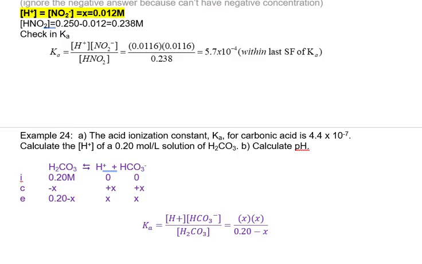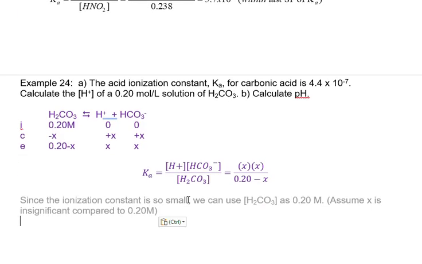So when we plug that in, because it is 4.4 times 10 to the minus 7, that is a really small ionization constant. And our rule of thumb for where we call it really small is 10 to the minus 6 or smaller, right? So 10 to the minus 7 is smaller than 10 to the minus 6. So if we have one that's that small, we can make a bit of an assumption.